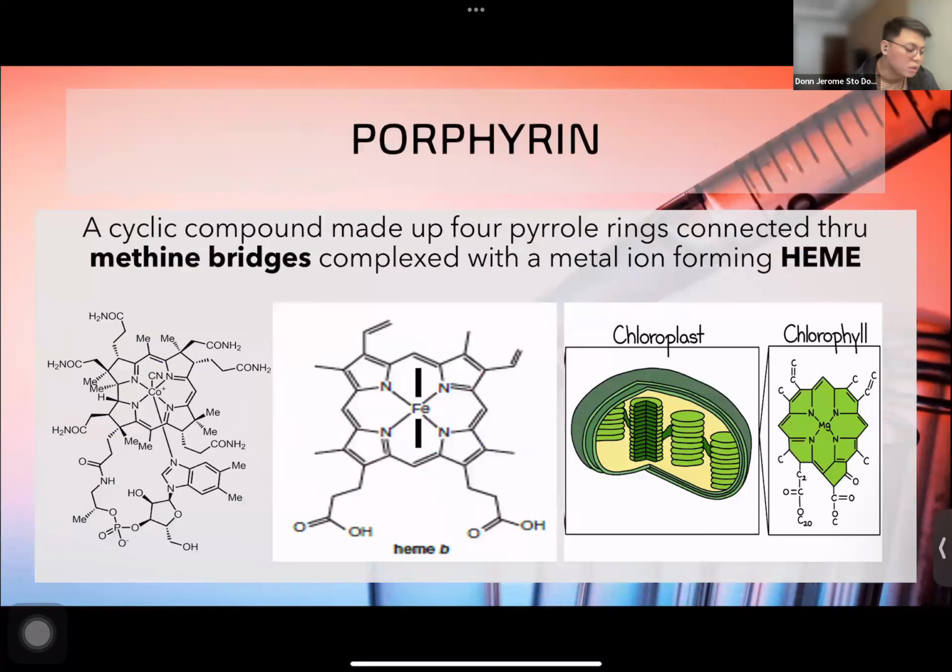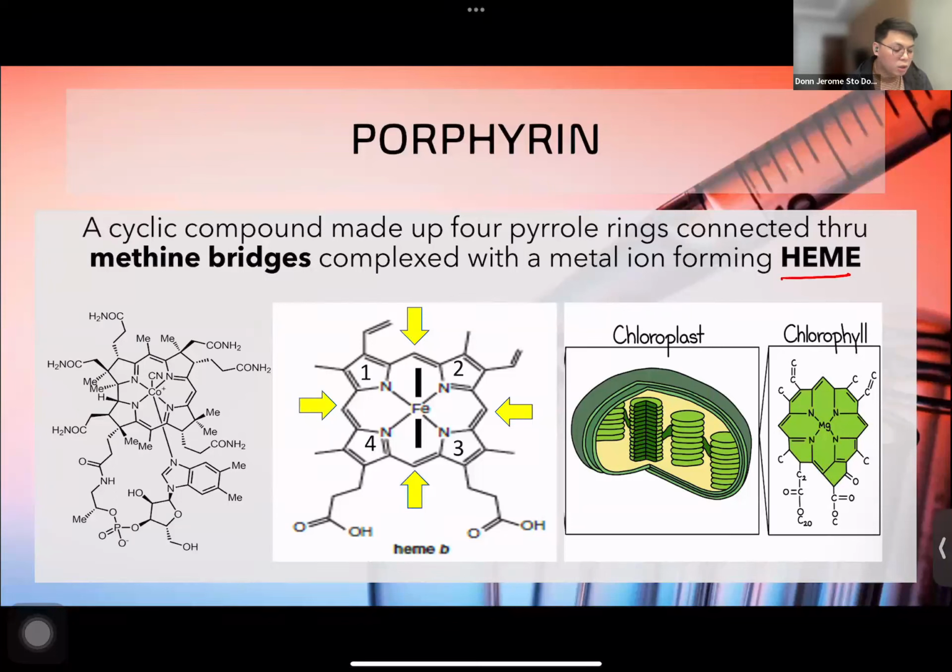What is porphyrin? Porphyrin is a cyclic compound, as you can see in the structure, made up of 4 pyrrole rings connected through methine bridges, complexed with a metal ion. Depending on the metal ion it complexes with, that will determine what type of porphyrin it will be. In humans, it's commonly complexed or associated with iron so that we form your heme.